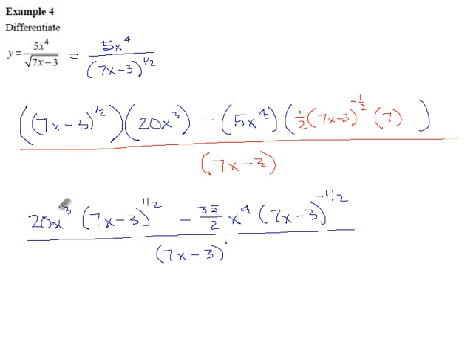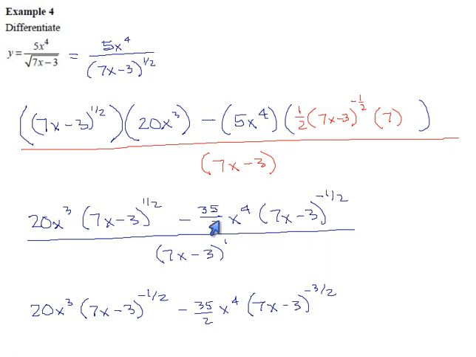So, one more line. 20x cubed. Now, we have 7x minus 3 to the, you subtract powers here. 1/2 minus 1 gives minus 1/2. Minus 1/2. And then for the next term, we have minus 35 over 2 x to the 4th. Subtract powers again. Minus 1/2 minus 1 is minus 3 over 2. There it is. And I like that better because before this was a big rational expression. Now it is not anymore.